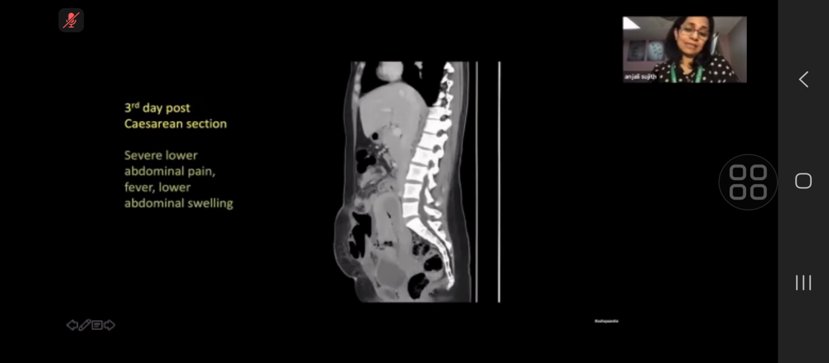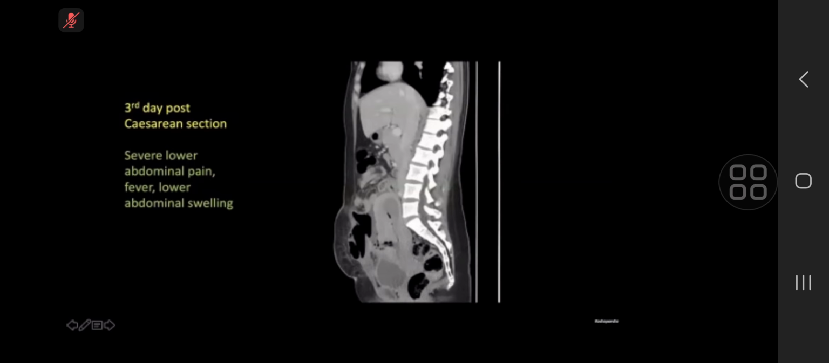Now, can you describe the findings on the CT scan, please? It's the third post C-section day. Okay, so I've got a single sagittal section of a 3-day post C-section patient with severe abdominal pain and fever. Within the uterus, the endometrial cavity, there are locules of gas, and also within the area of the lower uterine segment scar, there are locules of gas that are extending anteriorly.